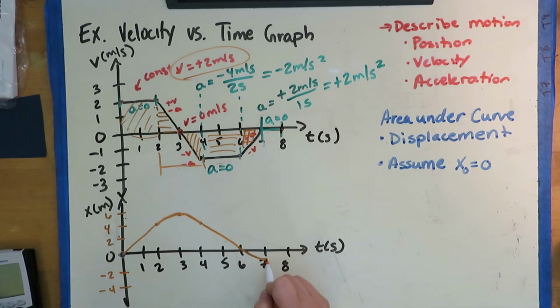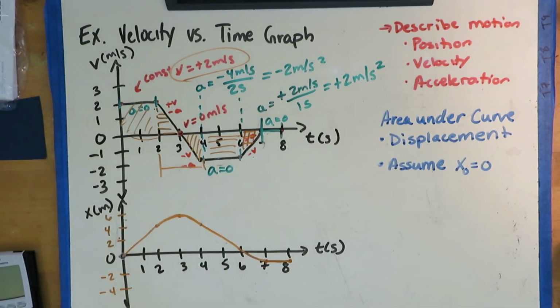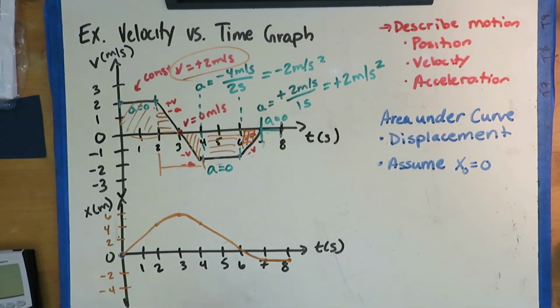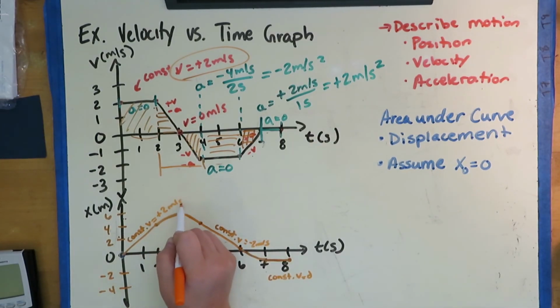And then from 7 to 8 seconds, I have no motion. I have no velocity, I have no acceleration, so that is just a horizontal line. So I have constant velocity to this point. I have constant velocity on this interval, and I have constant 0 velocity on this last. So constant velocity equals -2 meters per second. So it's going to be a positive 2 meters per second.